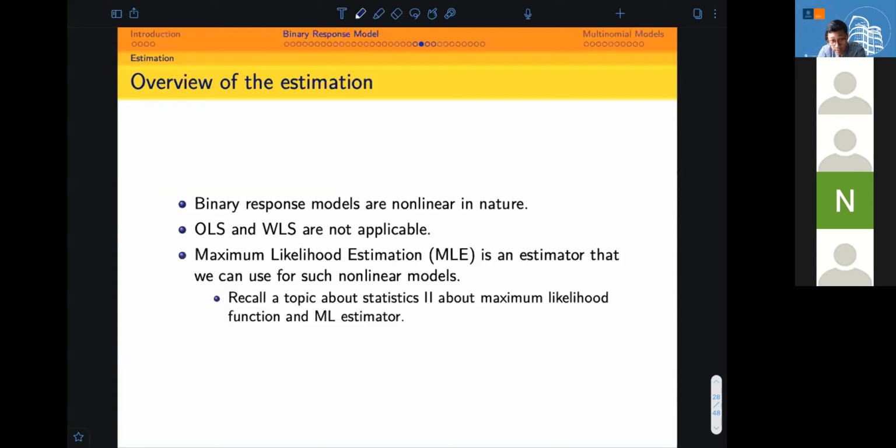And then you can use the matrix to make it even more concise, if I say so. But here for the nonlinear model, estimation is going to be relatively complex. And so basically an OLS or a weighted least squares is not going to be applicable. So for nonlinear models, maximum likelihood estimation, or usually people call it just the maximum likelihood, is an estimator that we can use for nonlinear models. Okay, so if you do not know what a maximum likelihood estimator is, please refer back to your statistics 2 course, where you'll be able to learn about maximum likelihood.